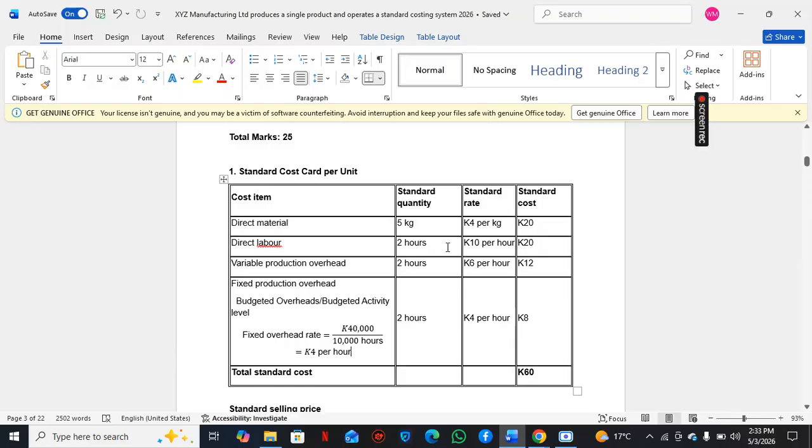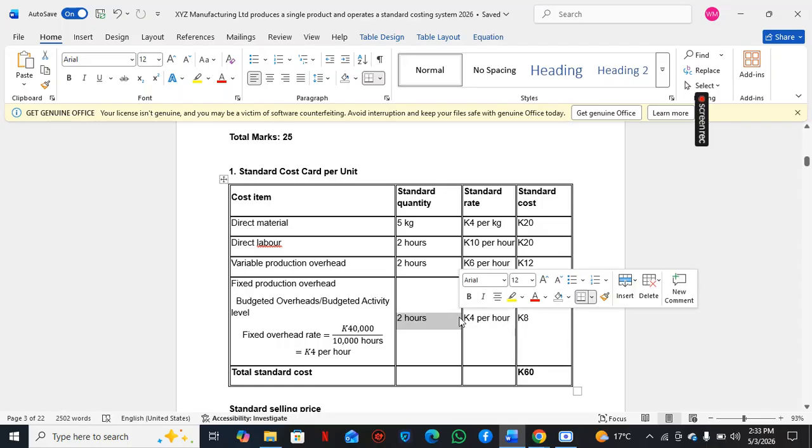So the standard quantity, as we said, for labor, is 2 hours. So we're also going to use the standard quantity of 2 hours here for each unit, because each unit needs 2 hours. If you absorb the fixed overheads with the labor hours, then your standard quantity should follow what the labor hours are saying. So the standard rate is 4 kwacha per hour. So the standard cost, 2 times 4, 8 kwacha. So this is the fixed overhead cost per unit.